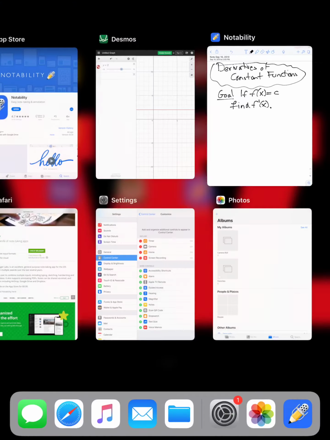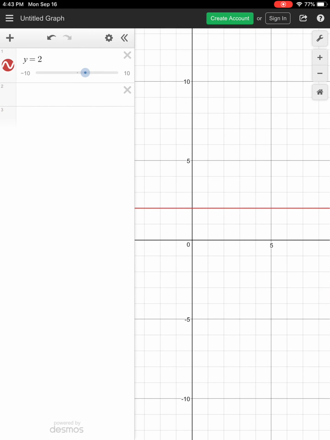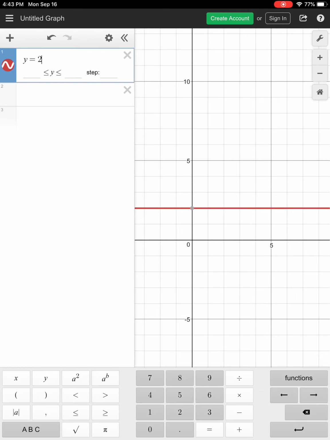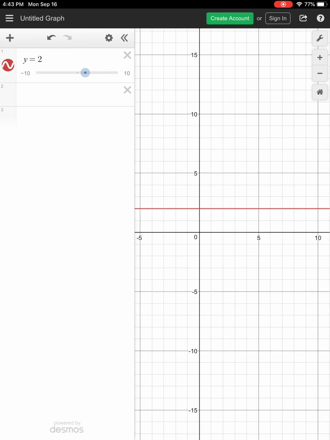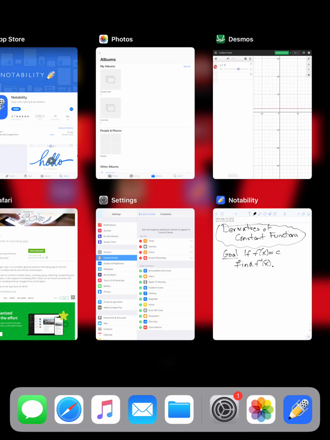So let's switch over to Desmos and look at, for instance, the graph of y equals 2. So if I look at y equals 2, of course, it's just a horizontal line. So the slope is 0. So our intuition says that the answer we get when we use the limit definition should be 0. So let's go back to the notebook for a minute.